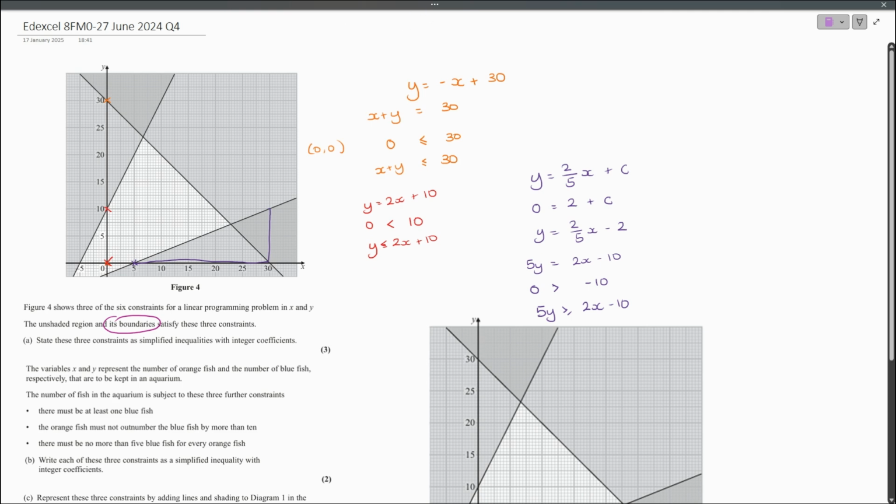Mark-wise, you're going to get 1 mark for one of the equations, another mark for another, and your final mark for the last one.